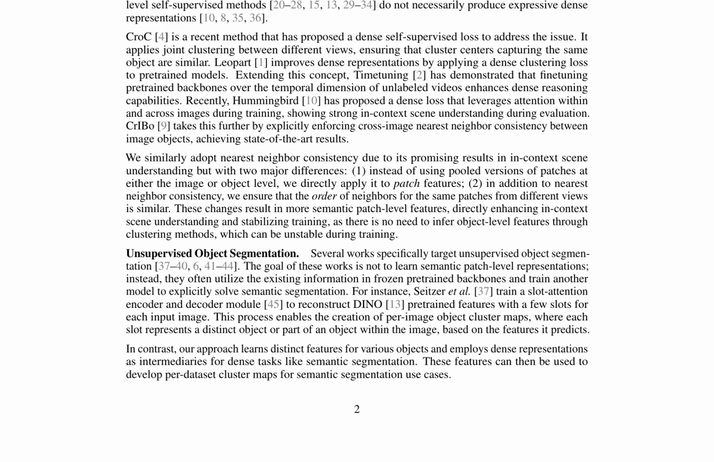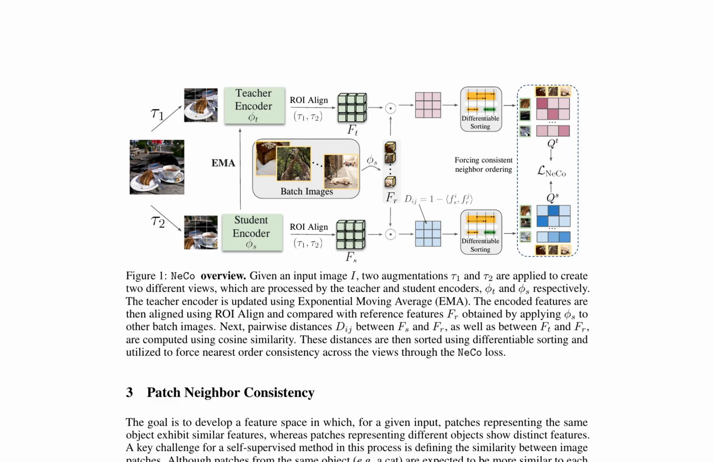segmentation benchmarks. The paper presents a novel method for enhancing the feature space in self-supervised learning, focusing on the concept of patch neighbor consistency. It begins by applying two augmentations to an input image, creating two different views, and then extracting dense features from these views using a teacher-student framework. The features are aligned using ROI align to ensure spatial alignment.